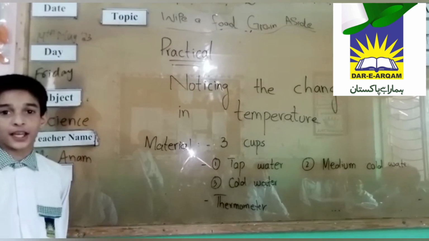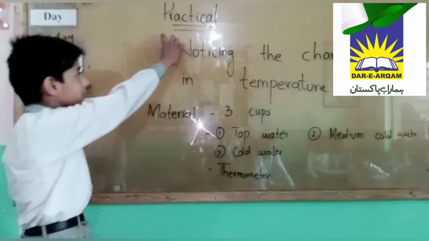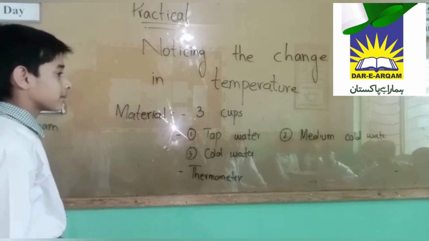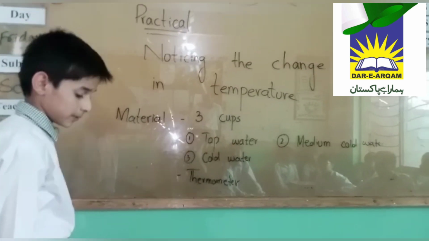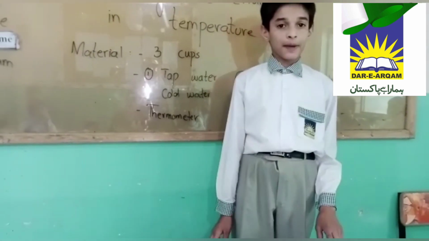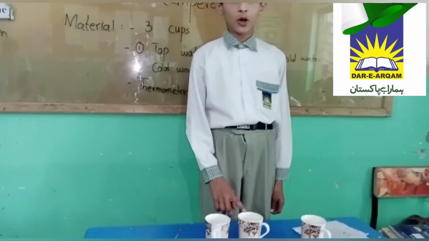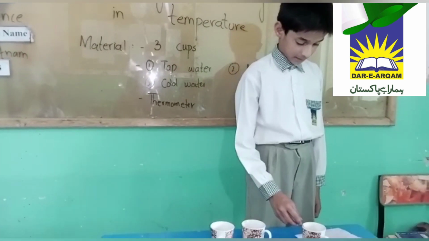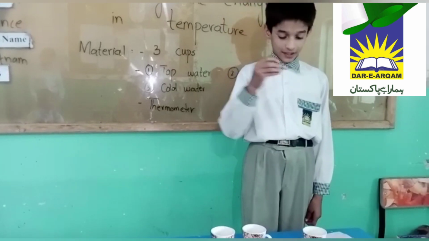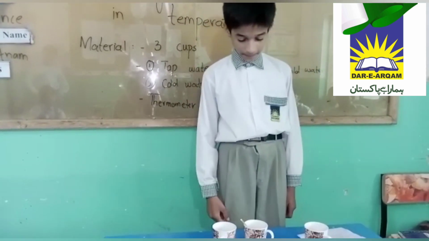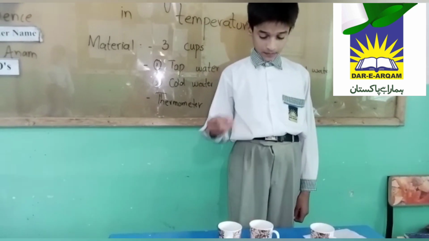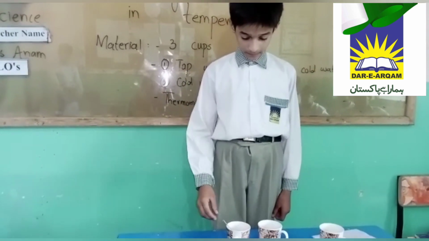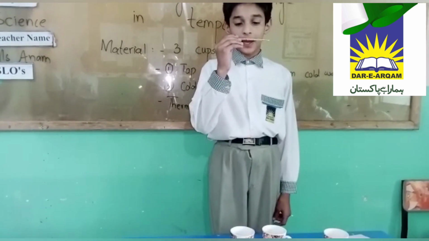My name is Simon and I am from class 4B. Our topic is practical: noticing the change in temperature. Material: 3 cups, tap water, medium cold water, thermometer. First cup has tap water, second cup has medium cold water, third cup has cold water. First cup has 30 degrees Celsius. Second cup has 15 degrees Celsius. Third cup has -2 degrees Celsius.